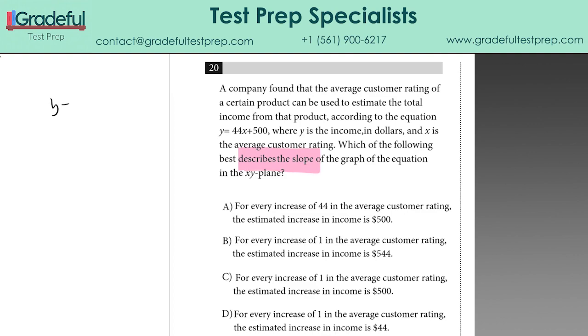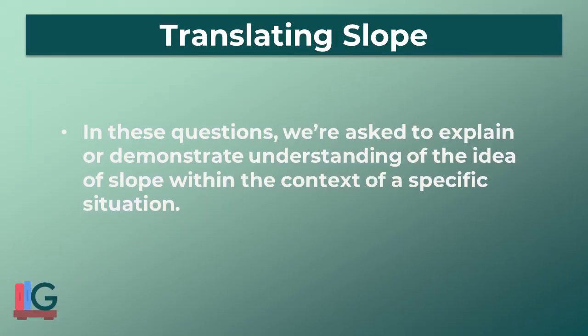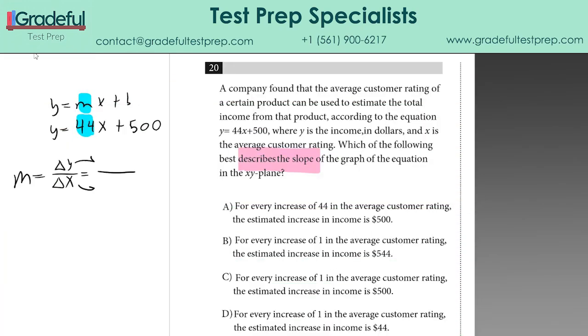And in a y equals mx plus b situation, in this situation it's y equals 44x plus 500, the slope will always be the change in y over the change in x. And the idea of translating slope is to set that up and then go ahead and describe what the y is and what the x is. And in this situation, y is going to be the total income from a product.